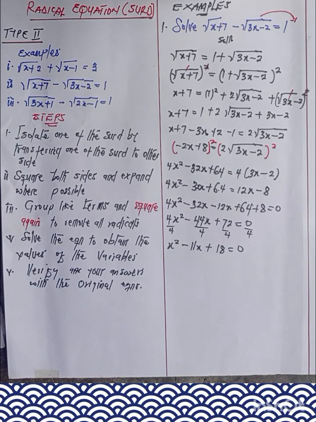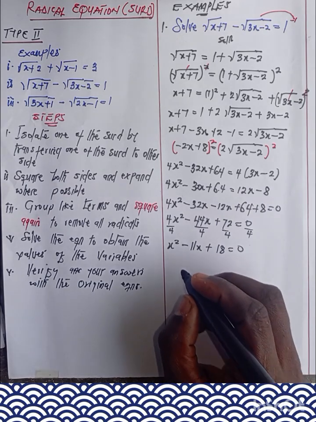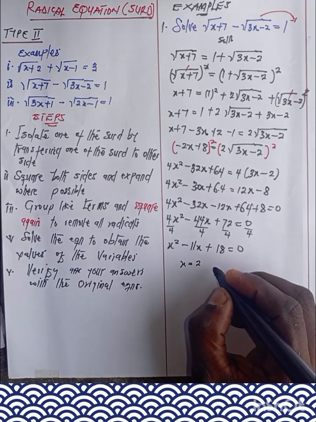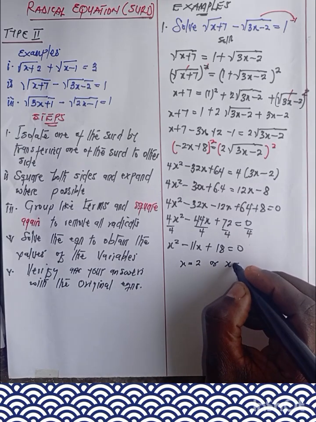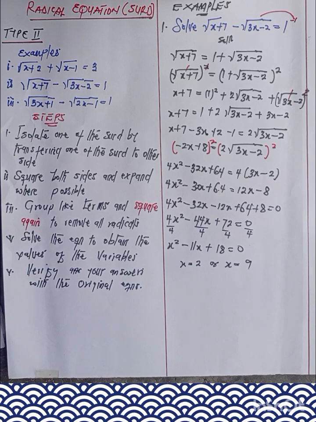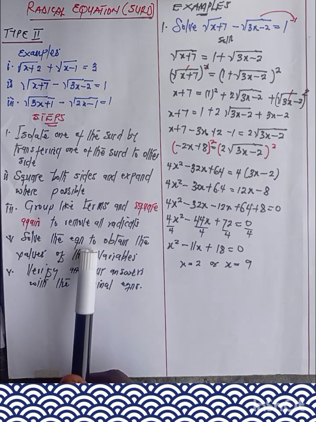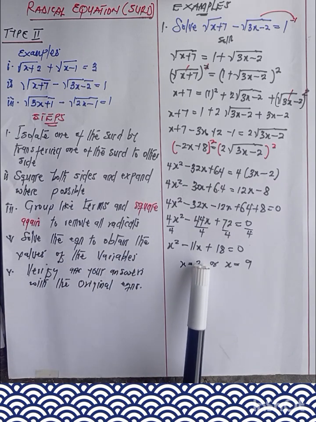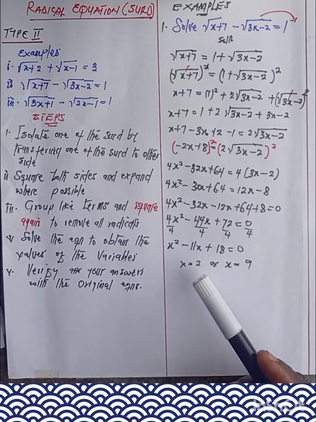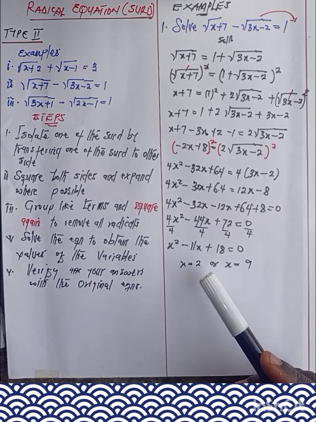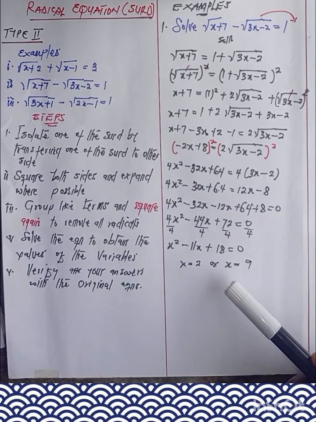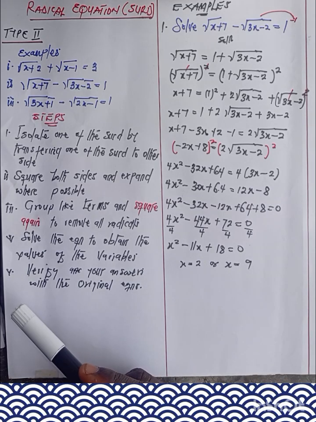So this is a quadratic equation. You can use your calculator to punch the values. When you use your calculator, you are going to get x to be either equal to 2 or x is equal to 9. So solve the equation to obtain the values of the variable. We have solved this equation and obtained the value of this variable, which is x is equal to 2 or x is equal to 9. Now the last step says verify your answer with the original equation. So we are going to check.